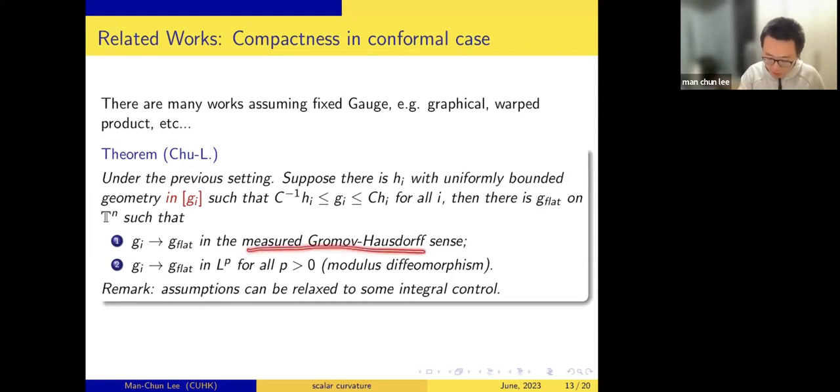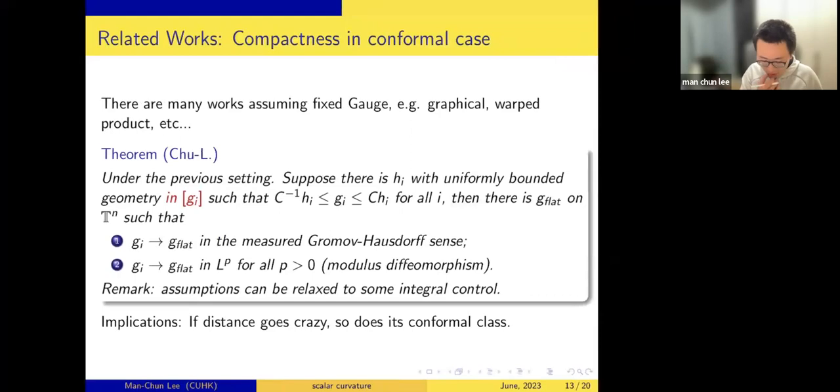Of course, I'm not sure if the homeomorphic convergence is surprising, because in some sense we fixed the conformal class, so you can pretend h_i is the flat torus, which is the standard case. But we can also allow h_i to be changing. The main implication of this theorem is that if the distance goes crazy, then the conformal class must also go crazy. If the distance is not converging to the correct one, then the conformal class also cannot be well controlled. When you compare with the example I did with the theta topic, this is essentially what we say.